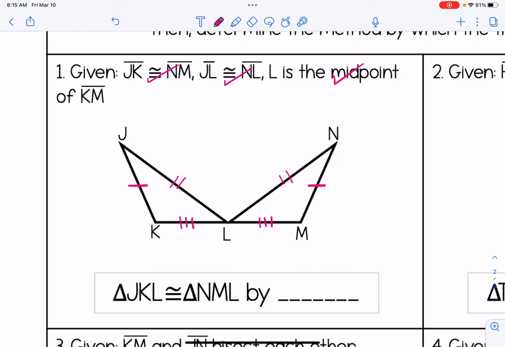So that's good. Now we have to decide which method from the front page. So is it side, side, side, side, angle, side, or so on? Well, in this example, all 3 sides are marked off in each triangle. So triangle JKL is congruent to triangle NML by side, side, side.